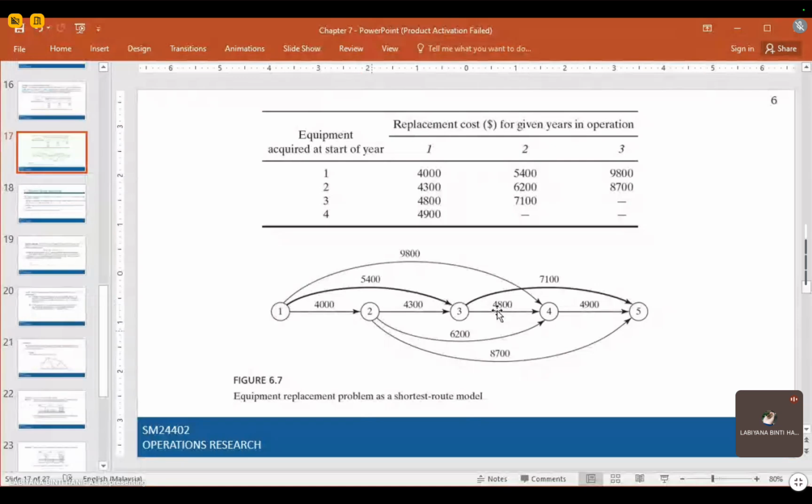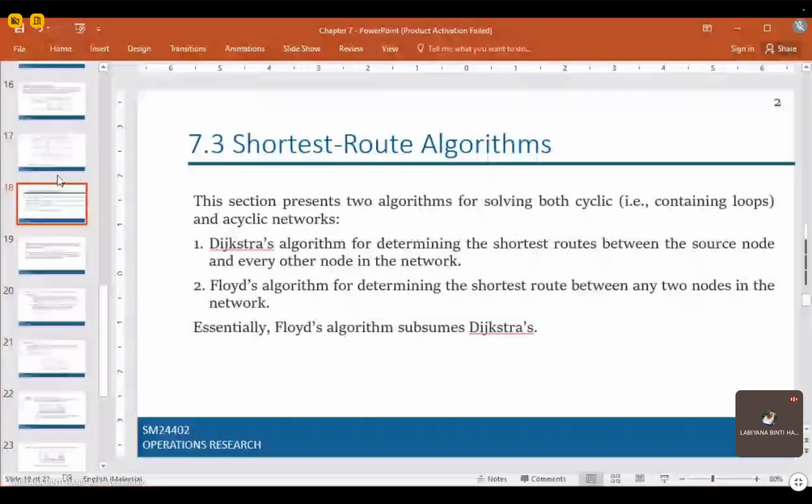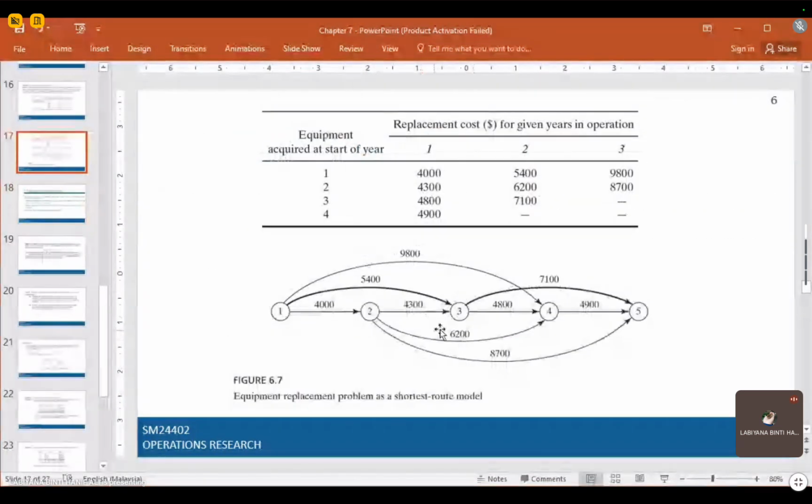I will try to give you the solution when I find it, but later. From the book, it just says that the shortest route is from node 1 to node 3 and node 3 to node 5.